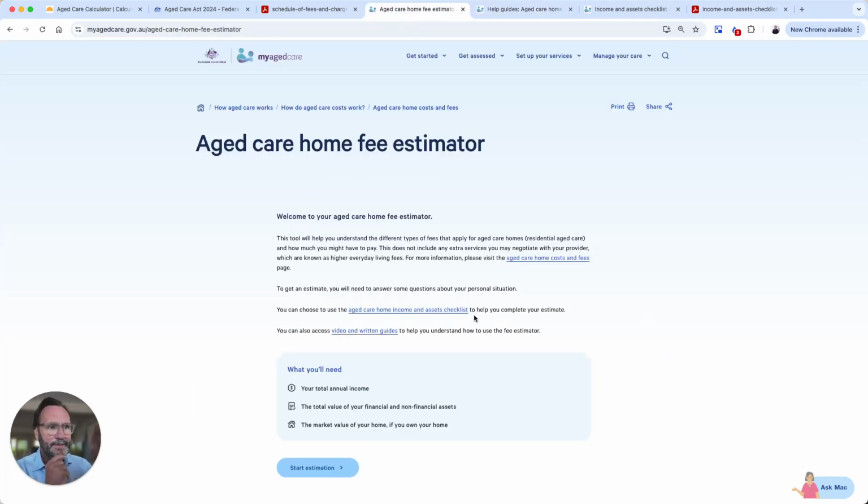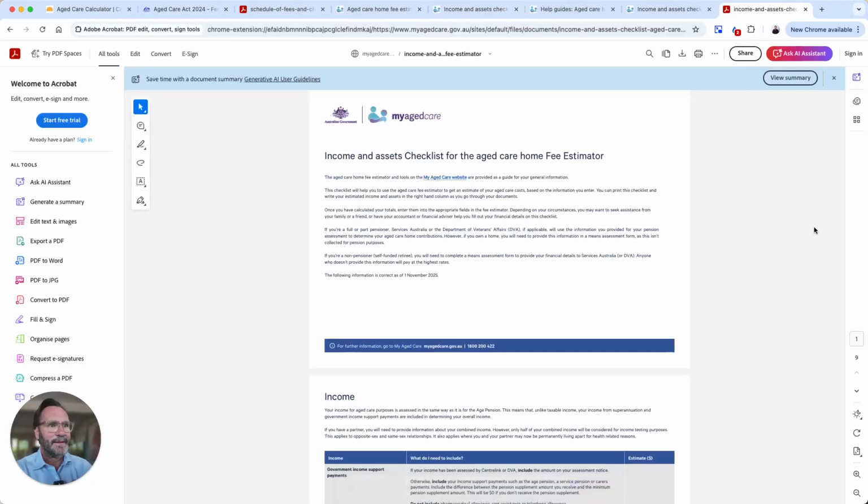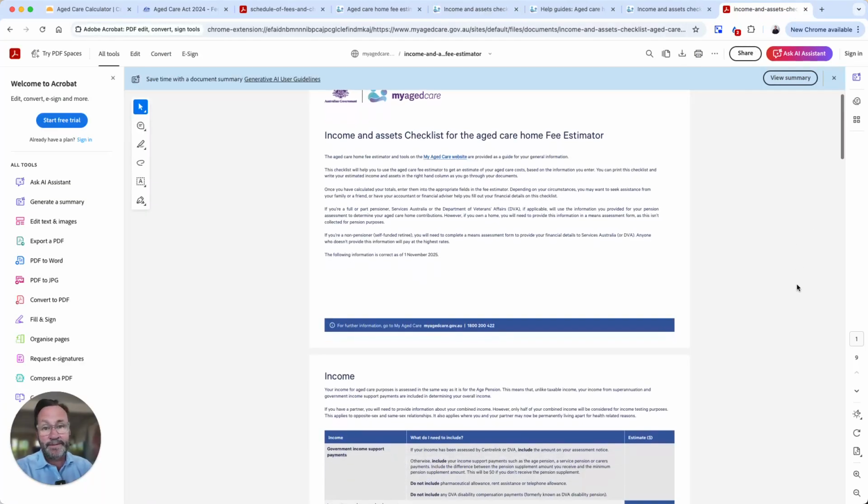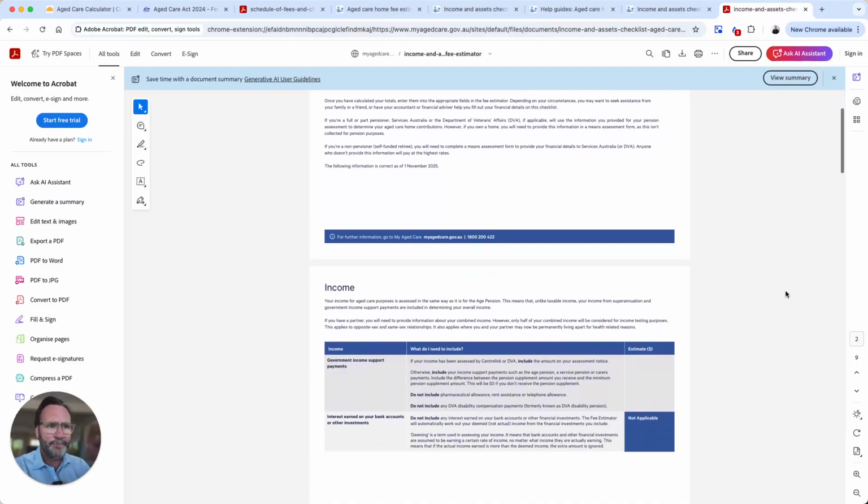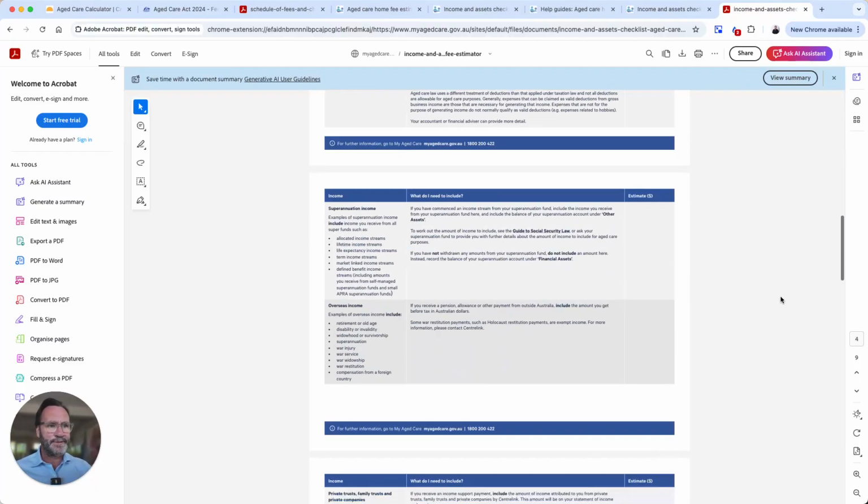There's also an Aged Care Home and Income Asset Checklist, which does some things well, but where it falls down is things like superannuation income. It directs you to the guide to Social Security law. And the reason for that is superannuation is complex. There have been rule changes over years. People, situations are grandfathered. So it's inordinately complicated to work out exactly how superannuation is assessed in a simple way.